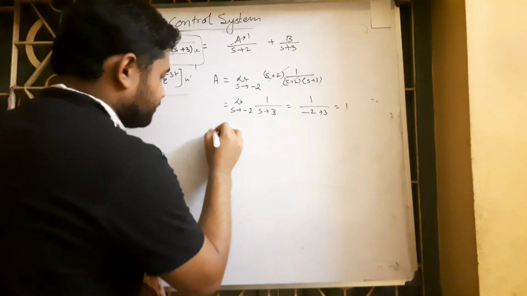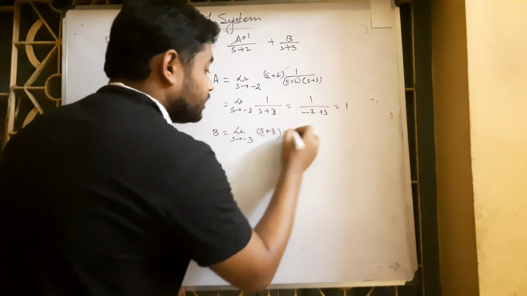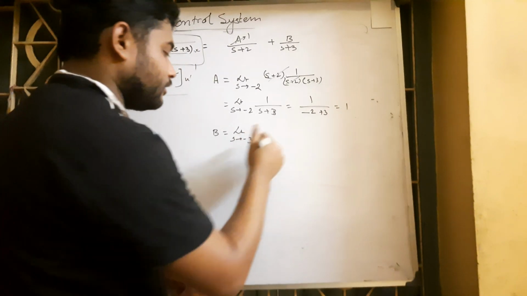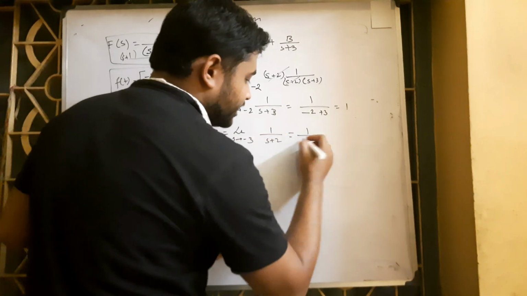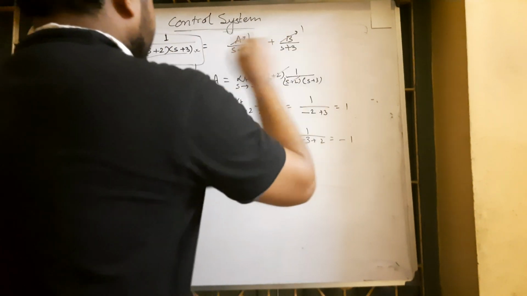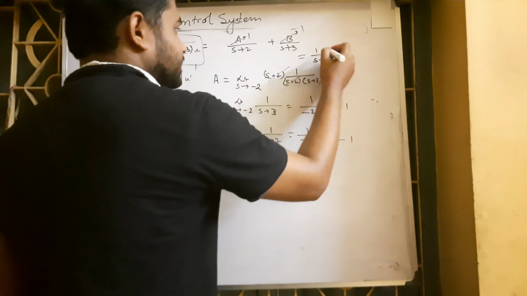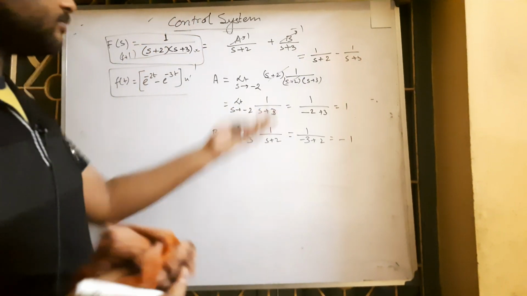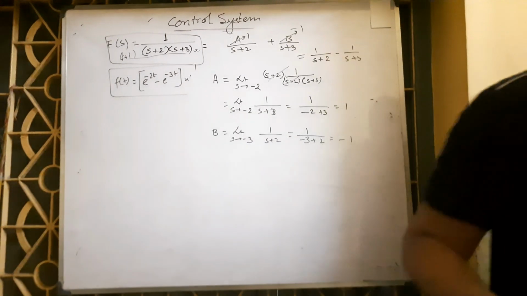Similarly for B, the limit as s tends to minus 3 of (s plus 3) times F(s) gives 1 by (s plus 2) only. Then you put s equals minus 3, 1 by (minus 3 plus 2) equals minus 1. So the partial fraction expansion is like this: 1 by (s plus 2) minus 1 by (s plus 3). Simple.